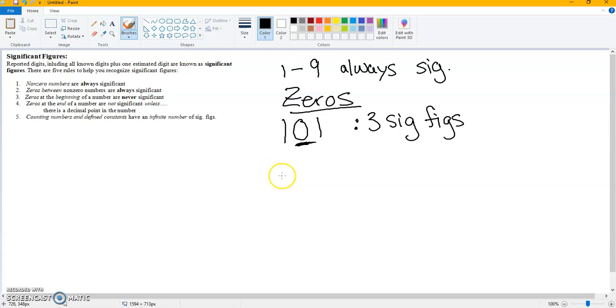The next one, number 3, says zeros at the beginning of a number are never significant. What this refers to is if you have a number like 0.003, these zeros right here are just placeholders. They're just telling you that you have a very small number, and so they never count. The only one that counts in this case is this 3 right here. So this number has 1 sig fig.